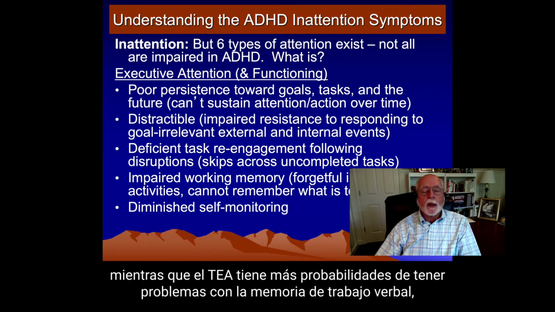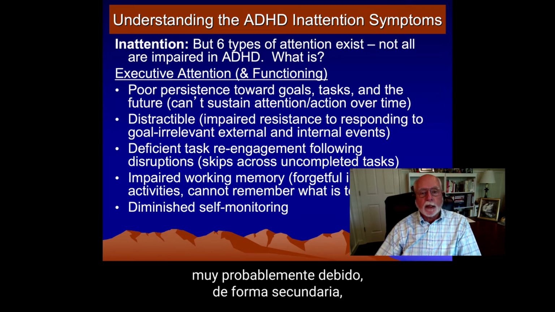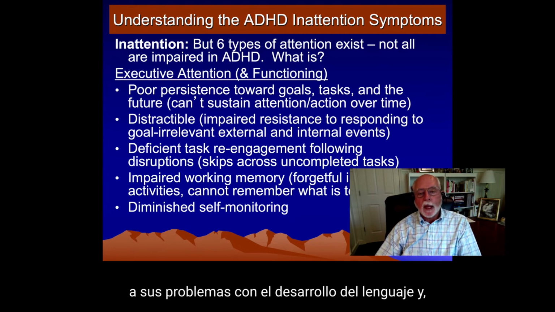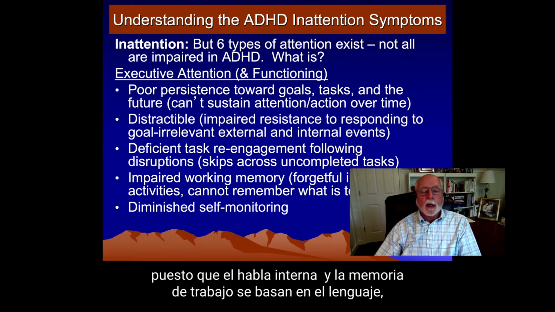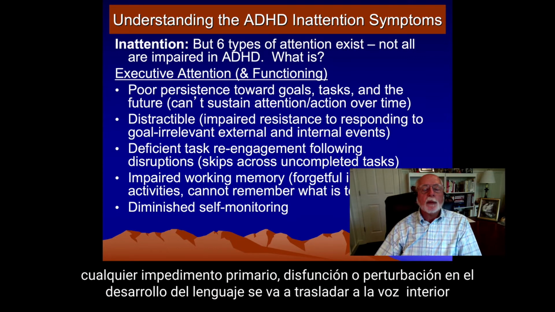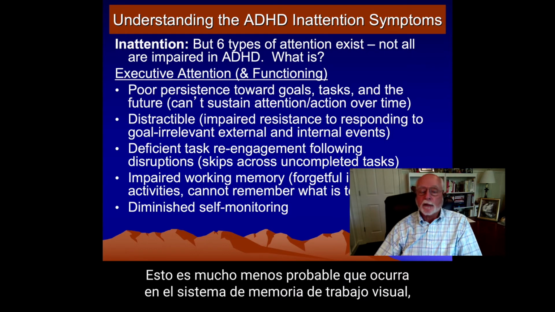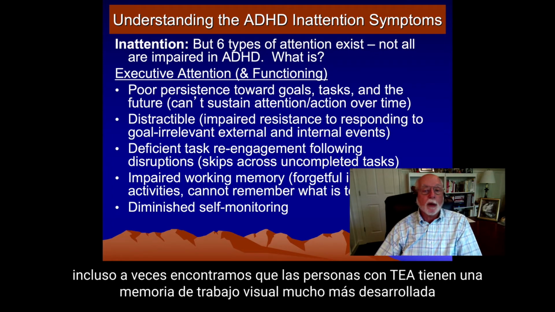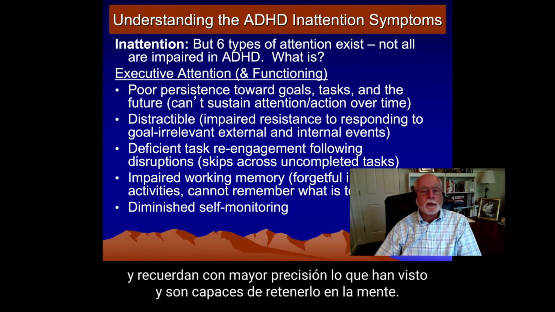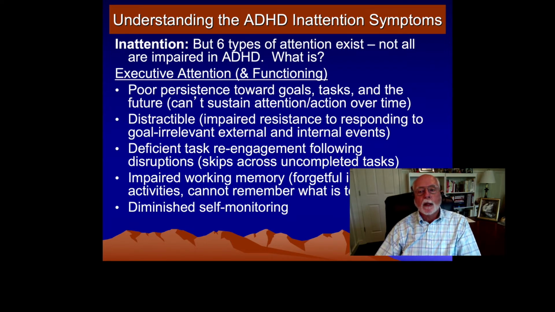Whereas ASD is more likely to have problems with verbal working memory, most likely due secondarily to their problems with language development. And since self-speech and working memory are based upon language, any primary impairment or bizarreness or disruption in language development is going to carry over into the mind's voice and the verbal working memory system and create secondary problems in that system. This is far less likely to occur in the visual working memory system, the visual spatial system in ASD, where we sometimes find that people with ASD have better developed visual working memory systems, often having incredible memories for things that they have seen and are able to retain and hold in mind. So watch for these differences.